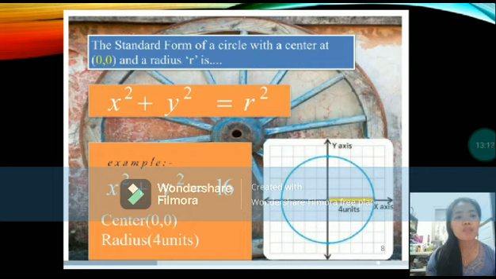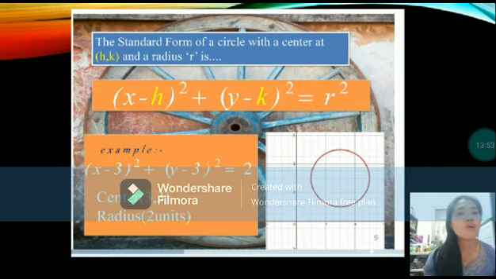So if we come up with the standard equation, we will have x squared plus y squared equals 16. Why 16? Because r represents the radius, and we need to square r. That is 4 squared, which is 16. Therefore, you have x squared plus y squared equals 16. That's the equation of a circle whose center is at 0, 0, or at the origin, with a radius of 4 units. Very simple.